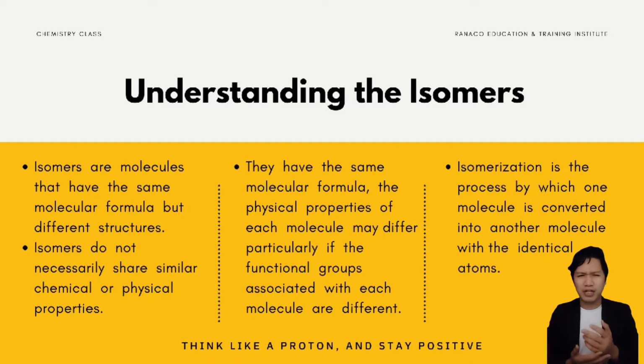Isomerization is the process by which one molecule is converted into another molecule with the identical atoms. This may occur spontaneously, or a reaction may be required to achieve this effect.